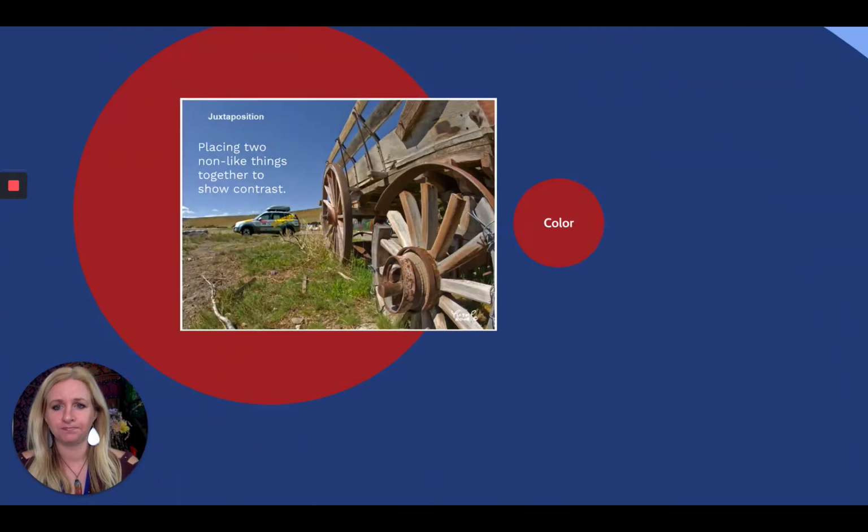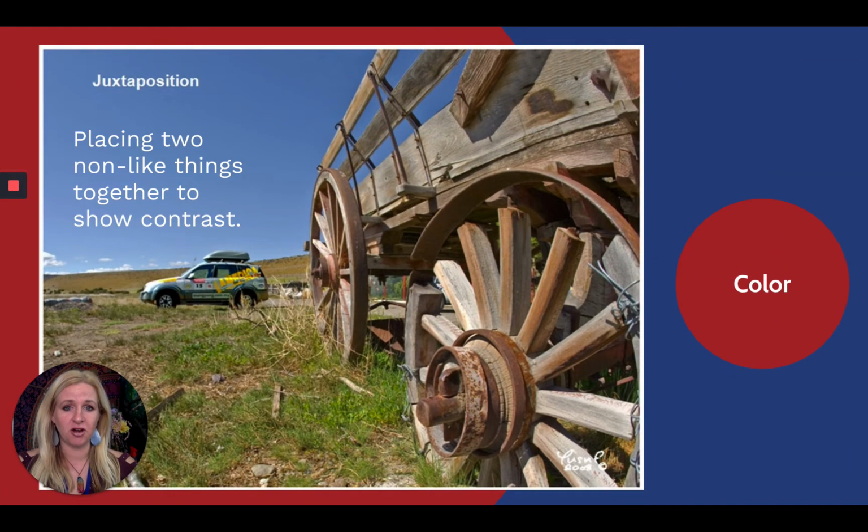Okay, next, when thinking about contrast, the upper level term I want you to use is juxtaposition. So this is a fancy vocabulary word. It's also like a MAP test word or an ACT word. So this means placing two non-like things together in order to show the contrast between them.